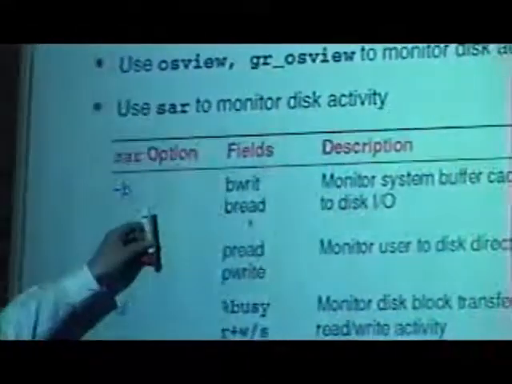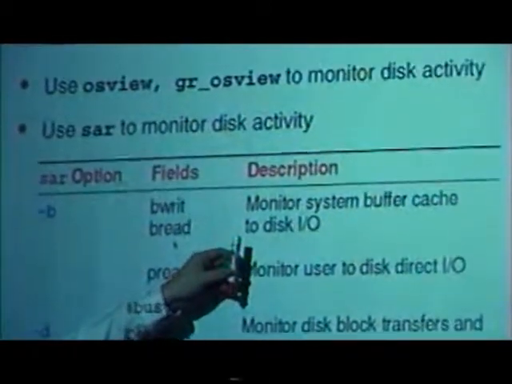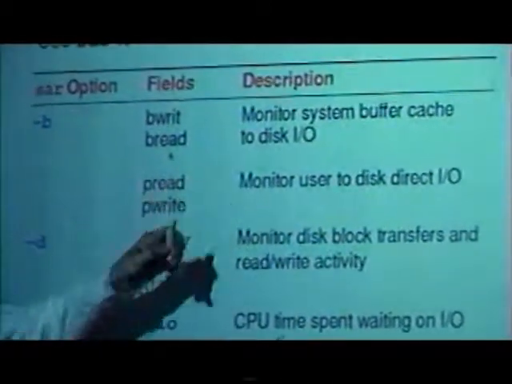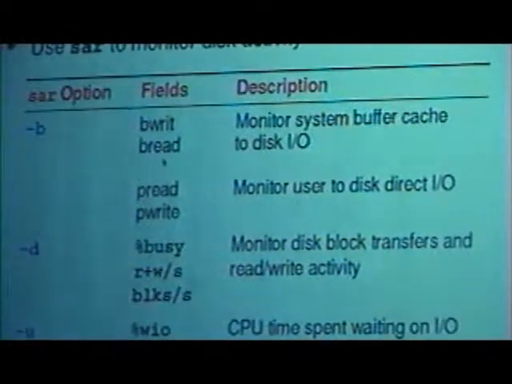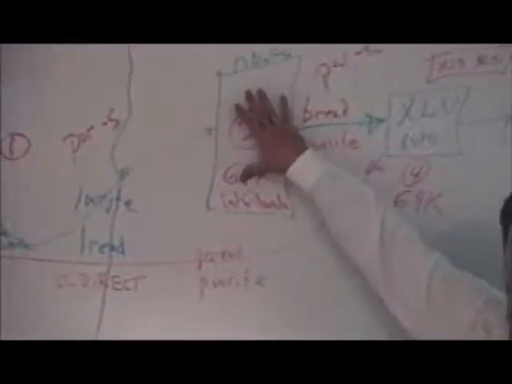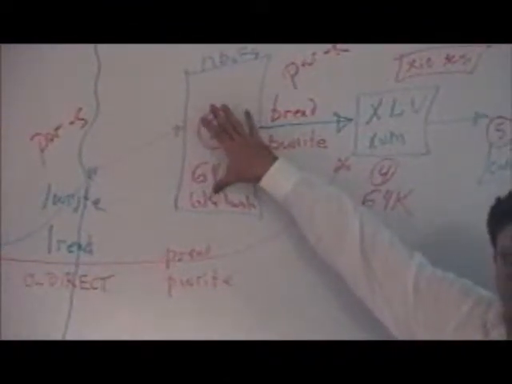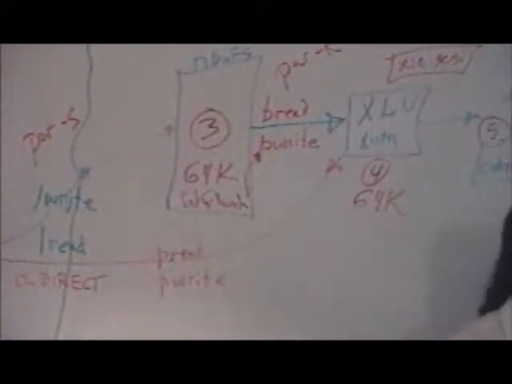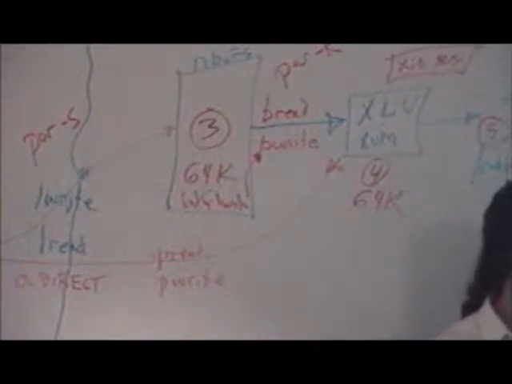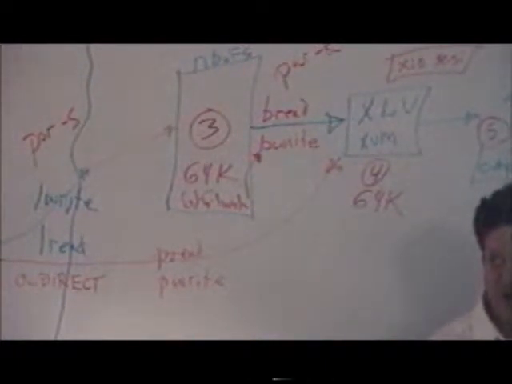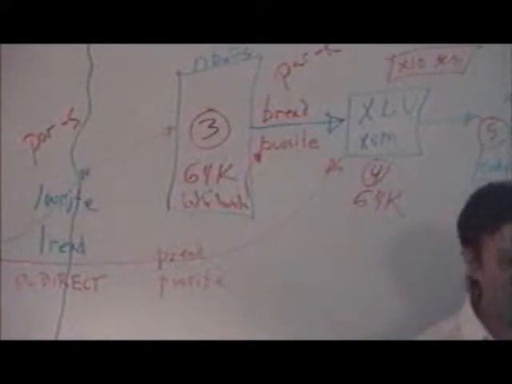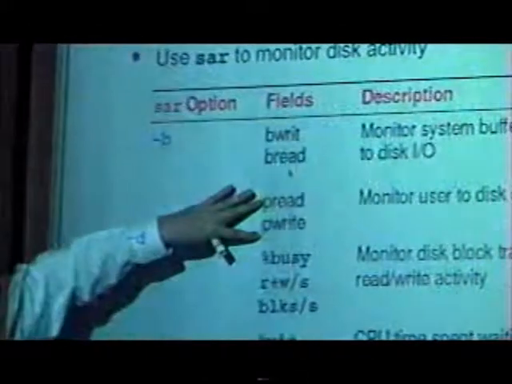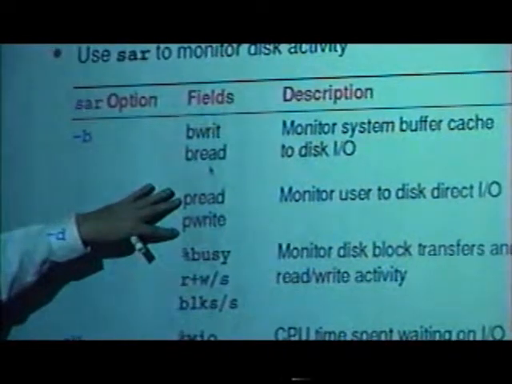Anyway. By looking at SAR-B, I'm seeing what kind of data is being presented to the disks, and whether it's direct I/O or cached I/O. If I see all my I/O as P reads and P writes, I want to go to the application. If I see all my I/O as B reads and B writes, I need to go to my buffer cache configuration. And most of I/O in IRIX defaults through buffer cache. So before I go on to disks, I like to know, is my data I/O streams coming from the cache or coming from the users? If I'm striping, I would prefer it being coming from the users with direct I/O.